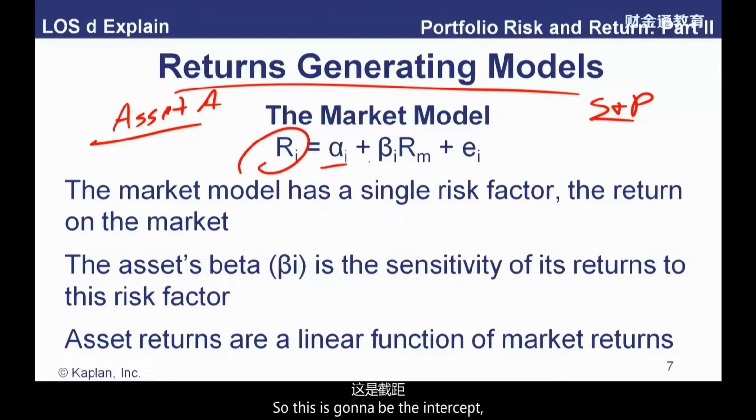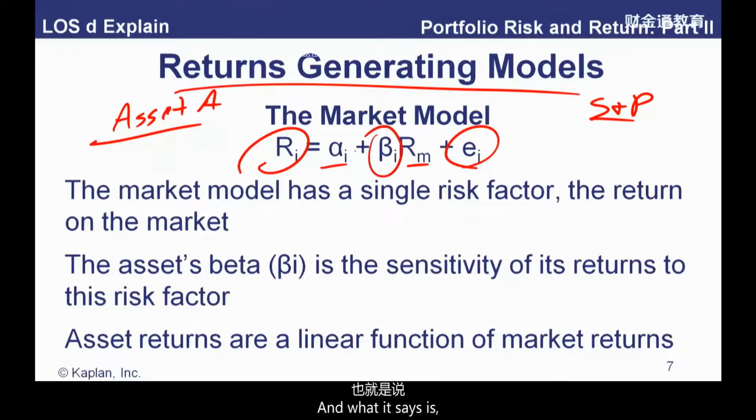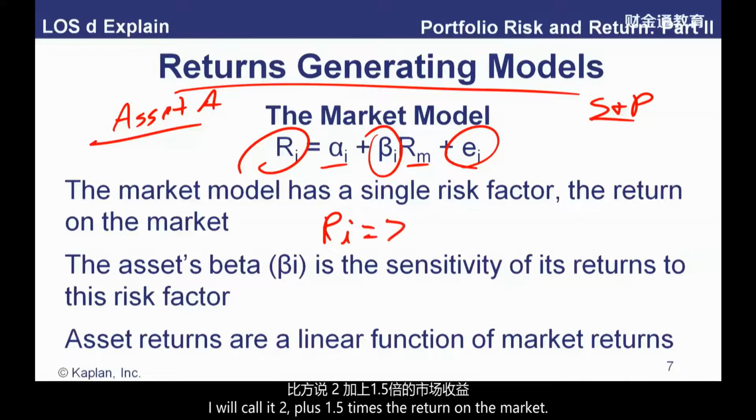This is going to be the intercept. This is going to be the return on the S&P. And this, of course, is just an error term that says we're estimating this with error. You're going to learn more about that at level 2 when you do regression. And this is the sensitivity. What this says is, if we say R_i is equal to, I'll call it 2 plus 1.5 times the return on the market.